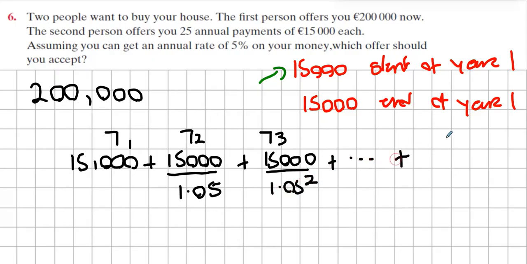What's the end? Can anybody tell me? And T25 is divided by 24.